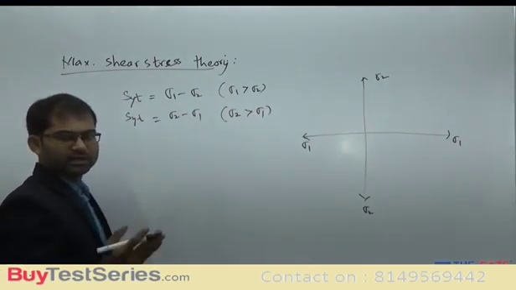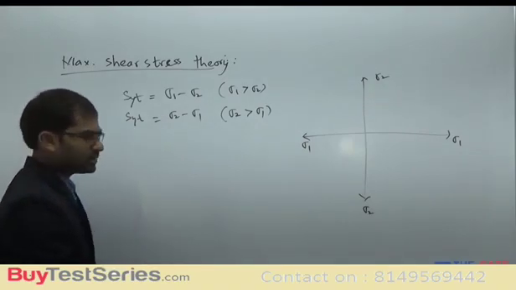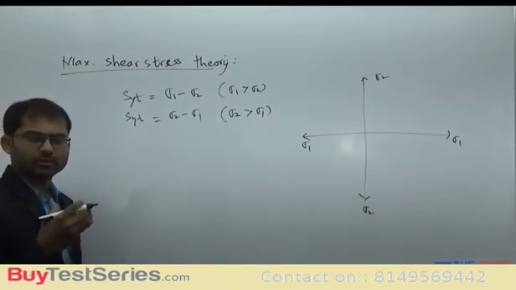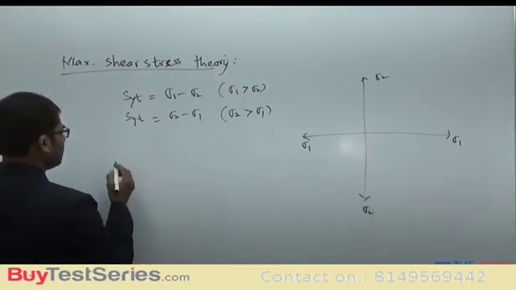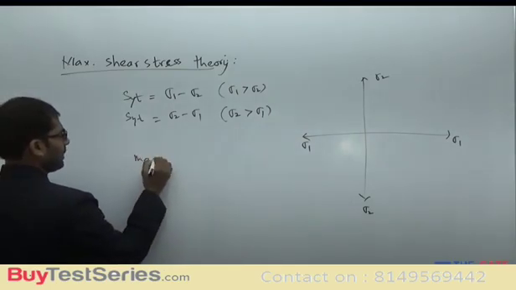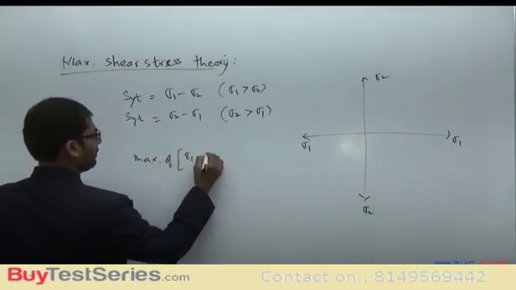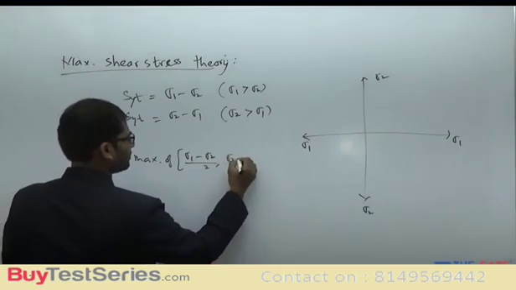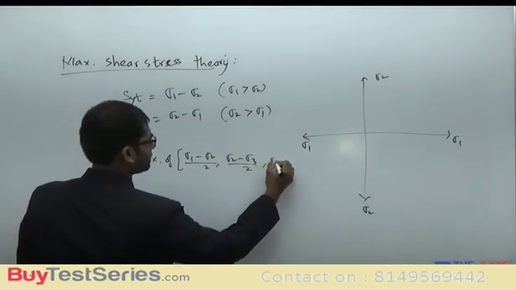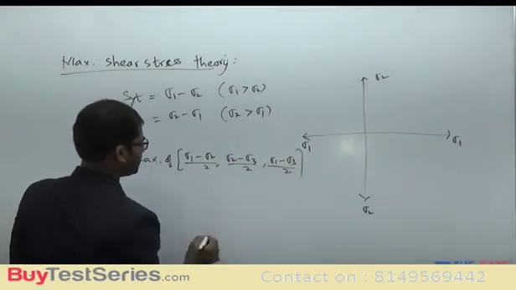And also if you take a 3D state of stress, equation number 1 will change, because your maximum shear stress will be the maximum of sigma 1 minus sigma 2 by 2, comma sigma 2 minus sigma 3 by 2, comma sigma 1 minus sigma 3 by 2. It's equation.